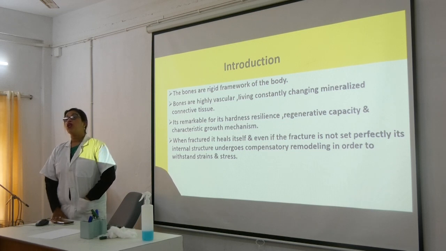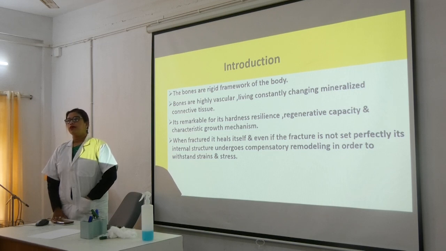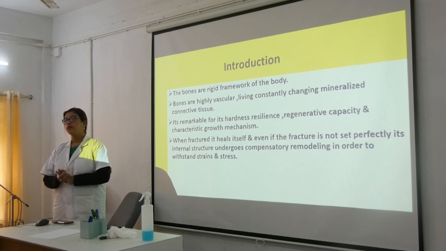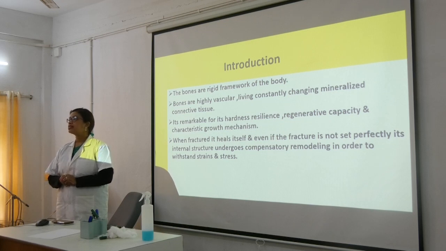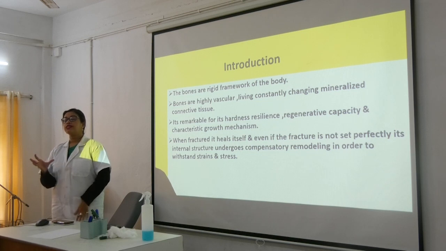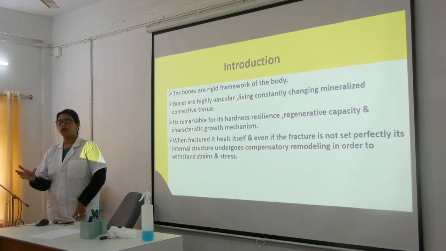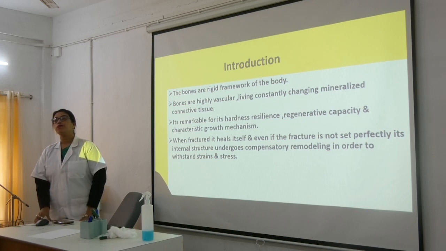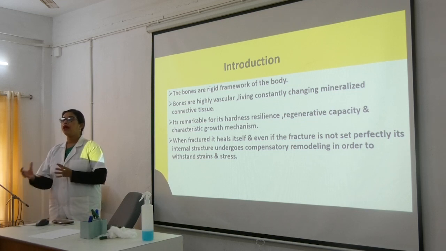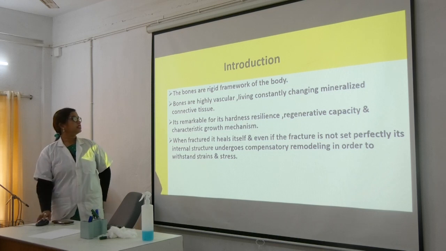Actually, it consists of collagen fibers. How much? About 40%. The bone matrix consists of 40% collagen tissue. And there are two salts. What are they? Two minerals, calcium and phosphate. But remember, they are present in the form of calcium hydroxyapatite. So that is the mixed salt of calcium and phosphate. So these are the general structures.